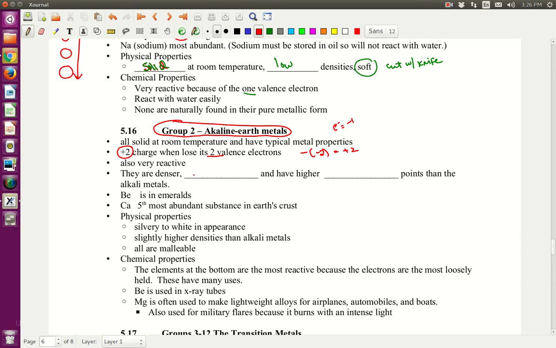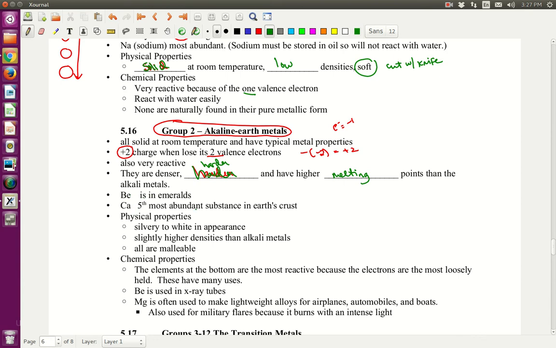They're very reactive. They are denser and harder. And actually, you don't have to remember that part, so let's put it in green. Harder and have higher melting points than alkali metals. And that word, harder, has to do with how it's constructed, how small the atom is. Remember, the alkali earth metals will be slightly smaller than the alkali metals because they're being held a little bit more tightly. Okay, you don't have to remember this, but beryllium is one of those, and it's in emeralds.